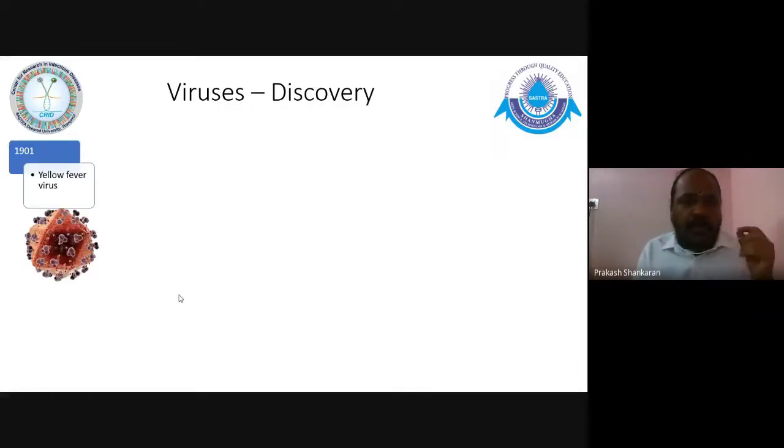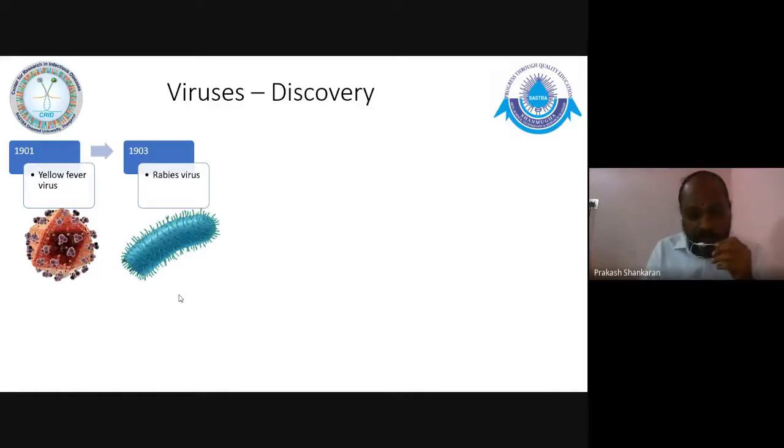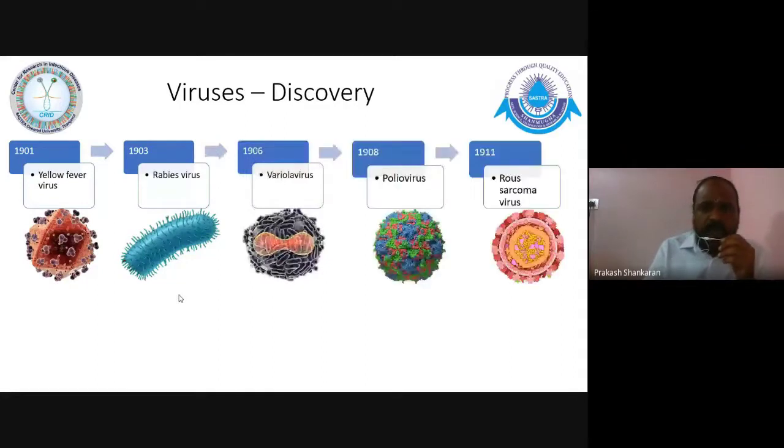That's the beginning. And from that moment, there were enormous discoveries connecting causative agents and viruses. In 1901, yellow fever virus, which was the first human virus discovered. 1903, rabies virus. Then variola virus, 1908 polio virus, Rous sarcoma virus in 1911. Well, there are many other viruses within this time, but I'm just highlighting those viruses that cause serious human diseases.